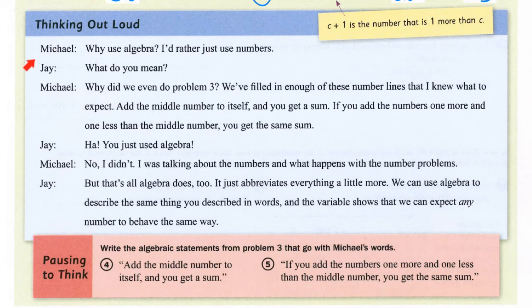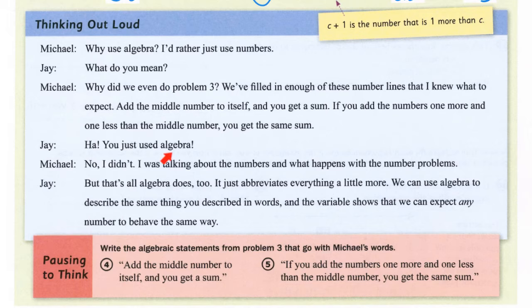Now this conversation down here between Michael and Jay sounds like something I might hear in class sometimes. Michael says, why use algebra? I'd rather just use numbers, right? We don't want the alphabet in our math. Jay says, what do you mean? Michael says, well, why did we even do problem number 3? I filled in enough of these number lines that I knew what to expect. Add the middle number to itself and you get a sum. If you add the numbers 1 more and 1 less than the middle number, you get the same sum.